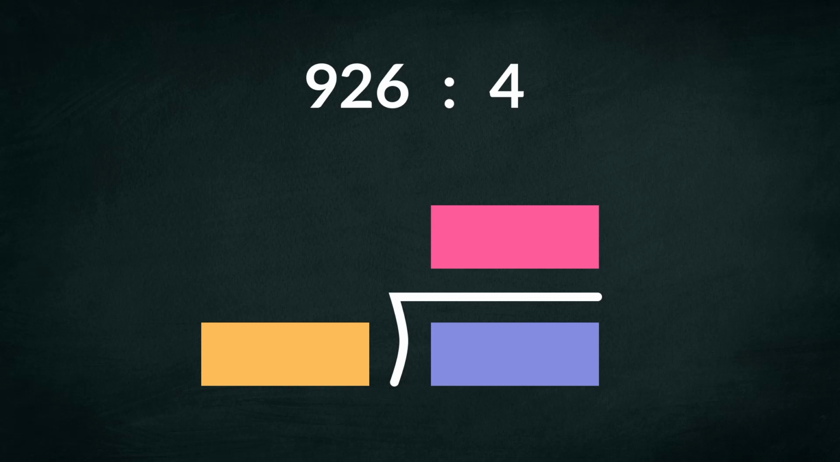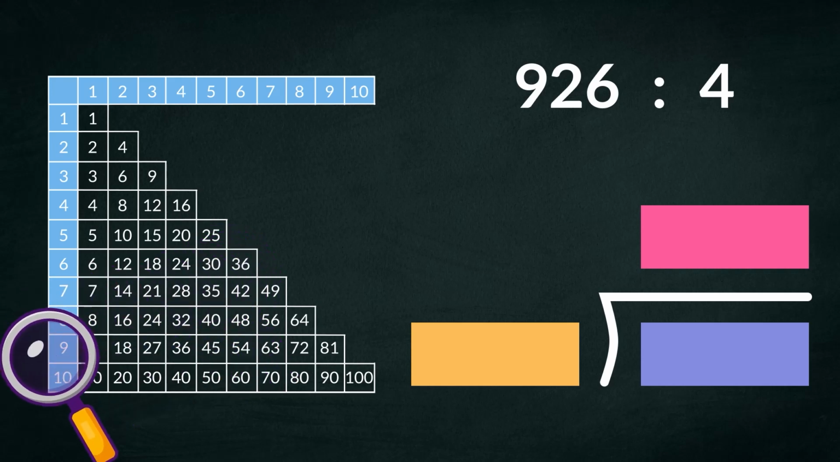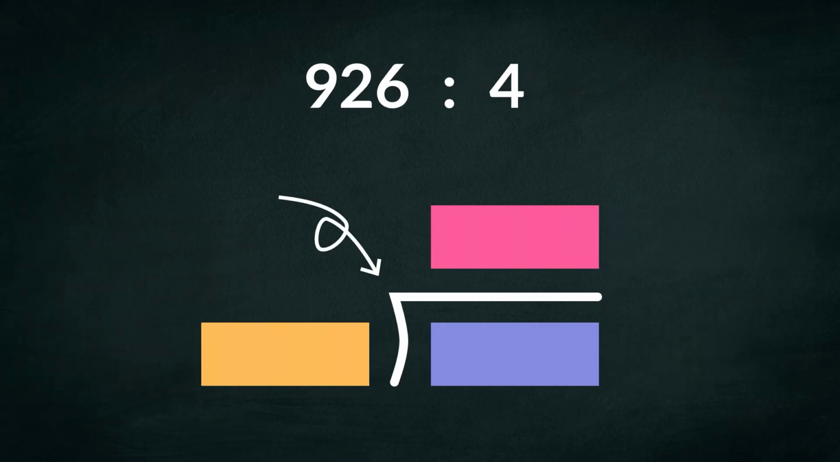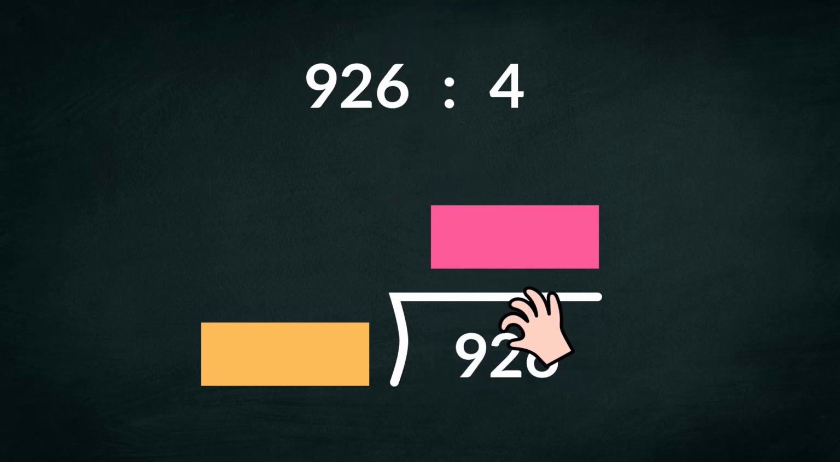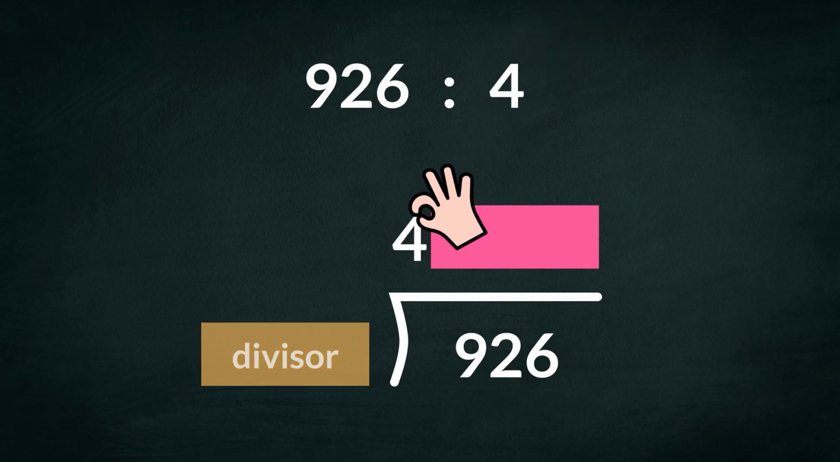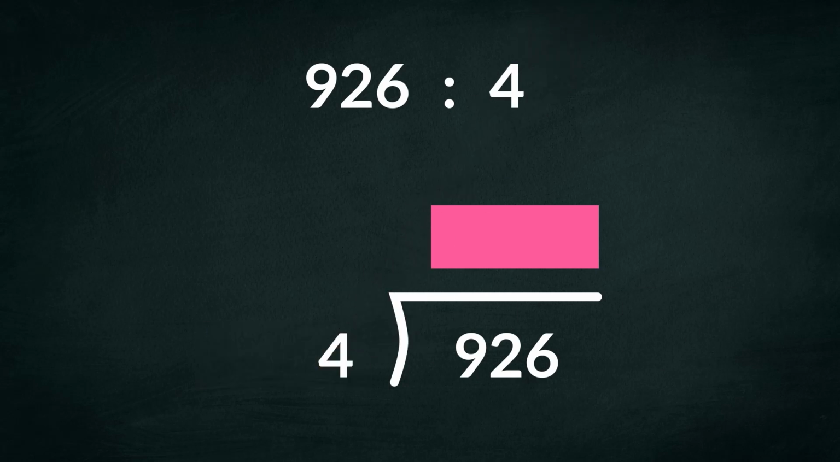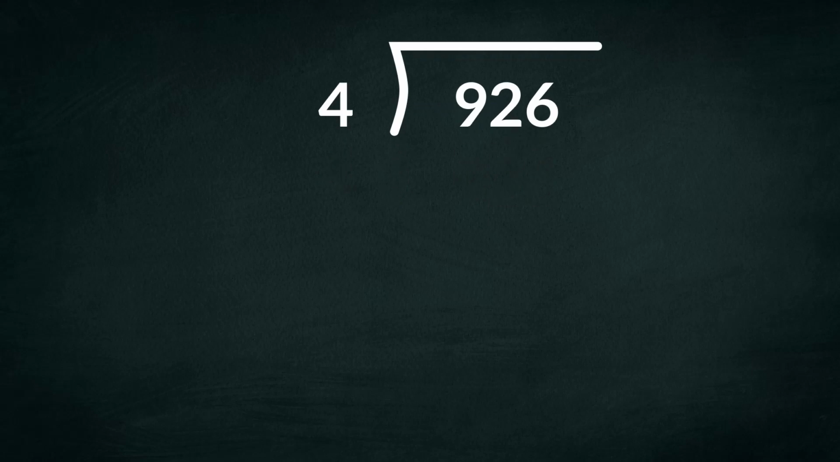926 divided by 4. This is not a simple division problem that can be searched up at the multiplication table to find the answer. So we need to use the special division symbol to solve it. The first position to the right of the curved line and under the horizontal line is where we put the dividend. Let's move 926 here. Next, we'll put the divisor, which is 4, in the position to the left of the curved line. Finally, our answer to this division problem, or quotient, will be placed on top of the horizontal line. Okay, we're done setting things up.